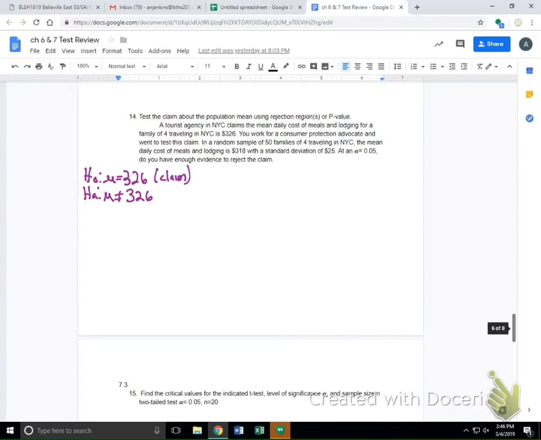Okay, so now we're going to use z equals x bar minus mu over s to calculate our z. So it's 318 minus 326 all over 25 divided by the square root of 50. Negative 8 over 3.536.